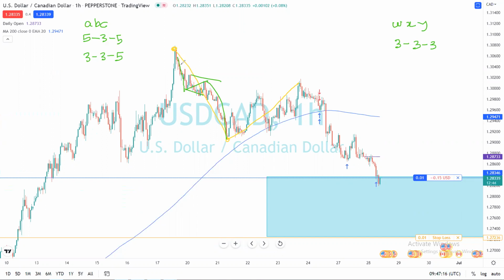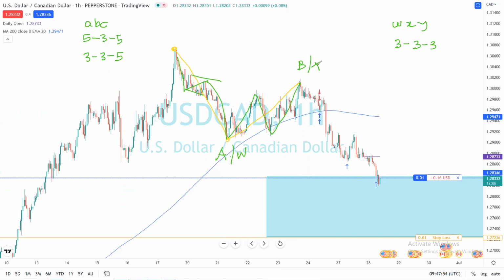So at this point, we are not sure whether it's an ABC or a WXY. So when we are labeling or counting our waves, we can label this as an A or a W. Then our X or B wave should be three waves, 1, 2, 3. So again, this can be wave B, or it can be a wave X.